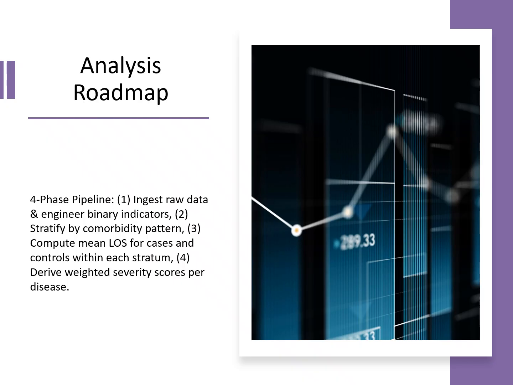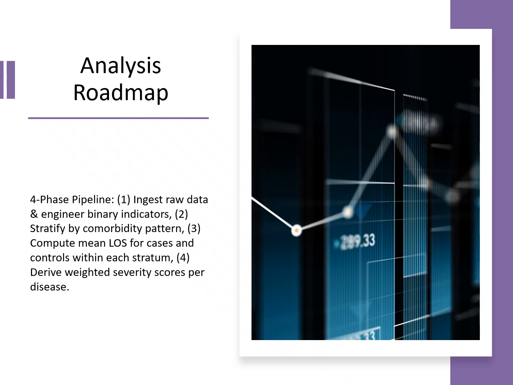In phase 2, we create a label for each disease that identifies which other diseases each patient has. This label is what we use to group patients with the same health profile together. In phase 3, we calculate the average hospital stay length separately for patients who have the disease, which are the cases, and patients who do not have the disease, which is the control group, within each patient group. In phase 4, we combine the two sets of results, cases and controls, by matching on the patient group label, then calculate the difference in average stay length to get the severity score for each disease.